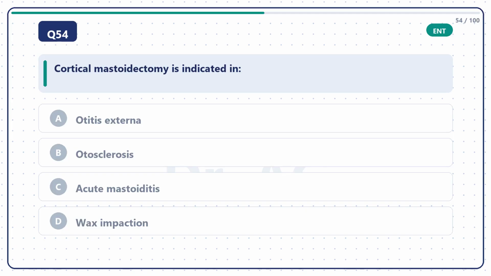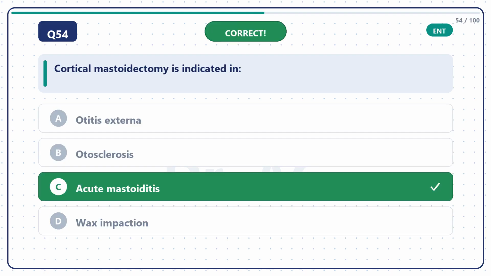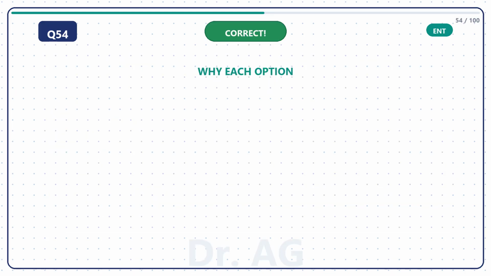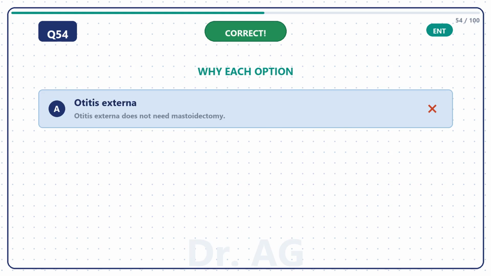Question 54. Cortical mastoidectomy is indicated in option A. Otitis externa, option B. Otosclerosis, option C. Acute mastoiditis, option D. Wax impaction. The correct answer is option C. Acute mastoiditis. Let's go through the options. Otitis externa. Otitis externa does not need mastoidectomy.